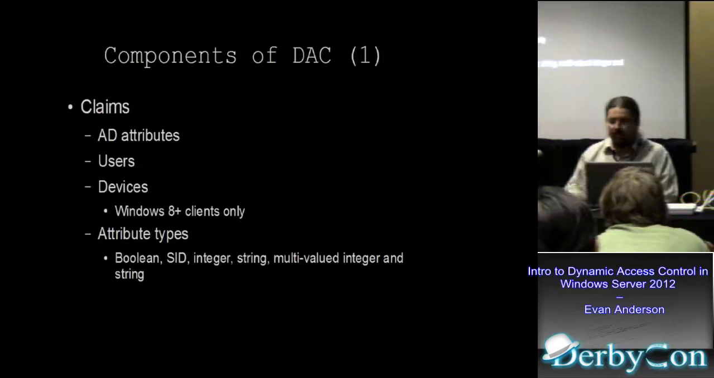And you're going to take AD attributes and say, yeah, I want this to be a type of Boolean or SID or integer or whatever the appropriate type is for the AD attribute, and make it available to server computers to use in decisions.